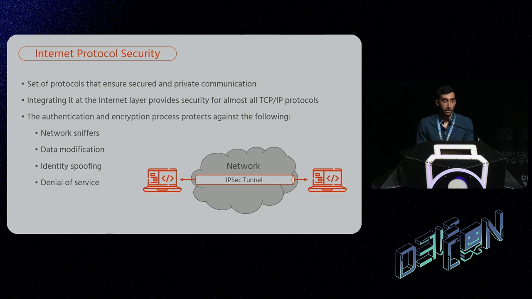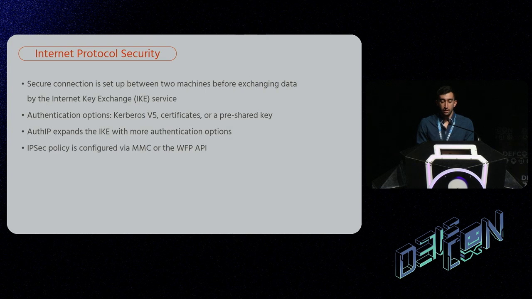The final protection is against denial of service. The IPsec filtering methodology will drop packets that don't match the address, protocol, or port of the policy. This means that an application won't process requests from unsecured sources. Before exchanging data, a secure connection must be set up. This is done by the Internet Key Exchange service. Machines can authenticate with one another based on Kerberos, certificates, or what we're going to use, a pre-shared key. There is another protocol called AuthIP, which expands the Internet Key Exchange with more authentication options, most notably NTLM. And the IPsec policy can be configured with the Microsoft Management Console or the documented APIs.